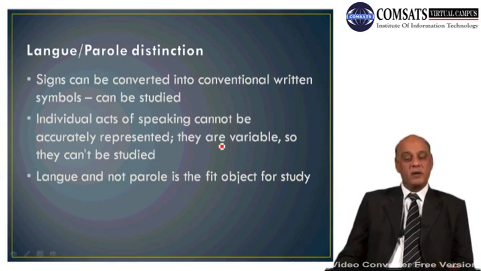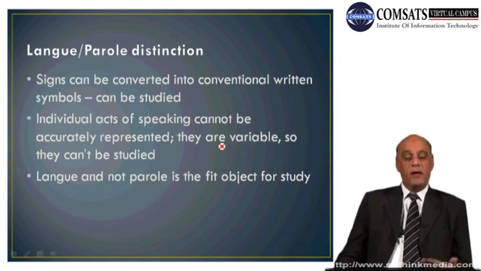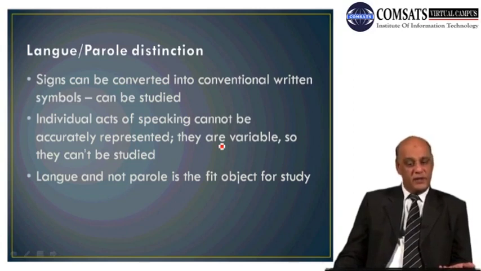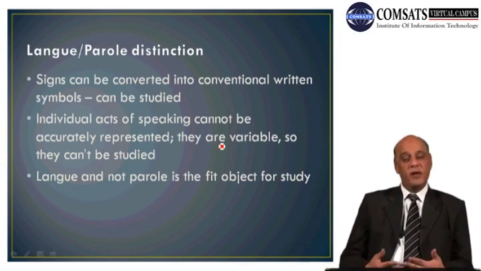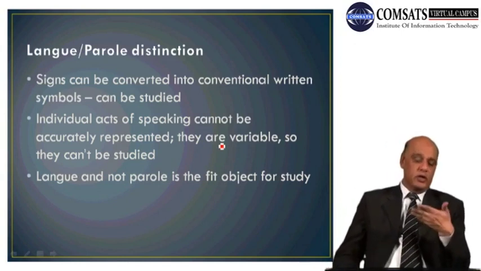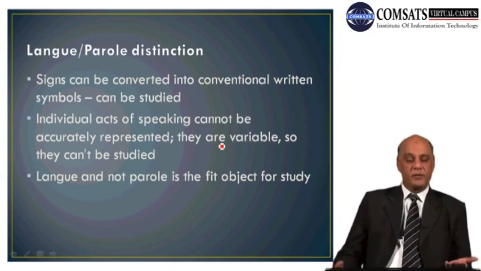Individual acts of speaking cannot be accurately represented. They are variable, so they can't be studied. The thing which we just referred to: since parole is variable, these are individual acts. The individual acts are different. They can't be accurately represented because they are coming from different filters, from different people, different individuals. So it's difficult to control them. It's difficult to collect them and study them because they are variable.